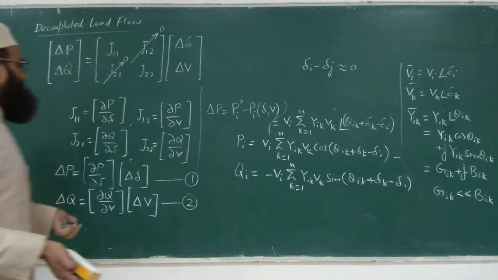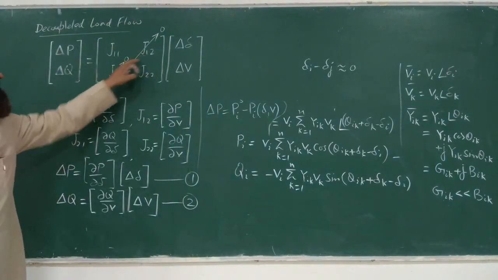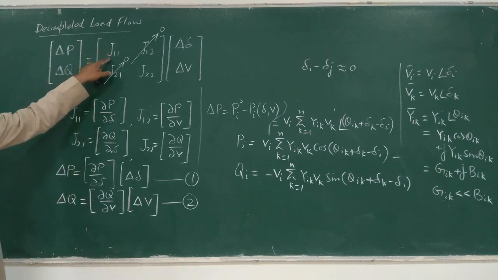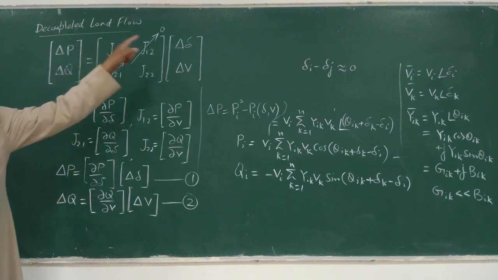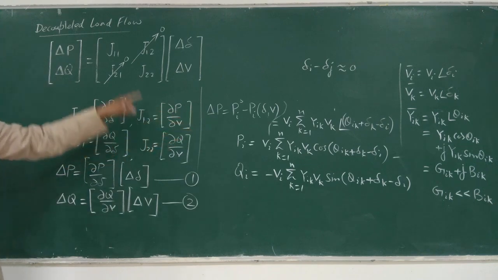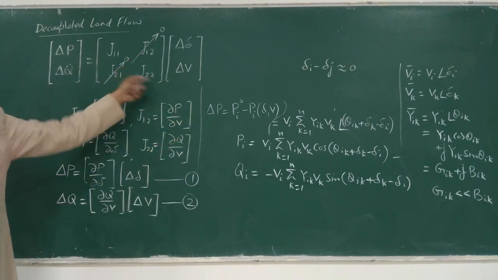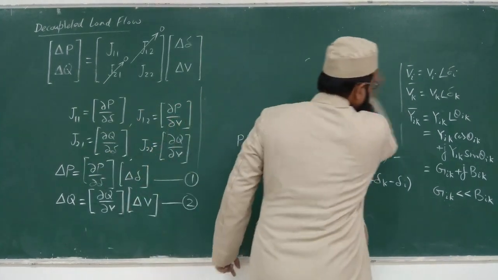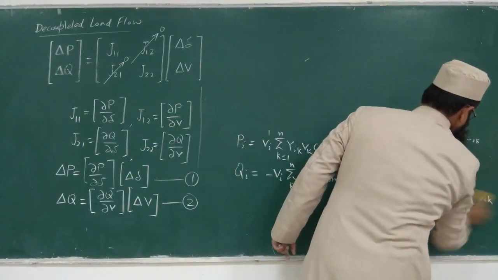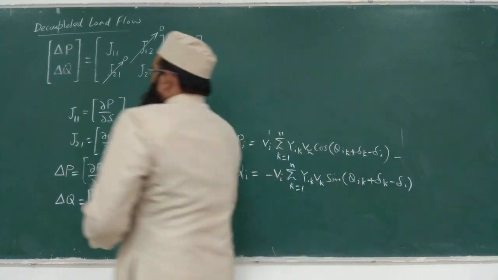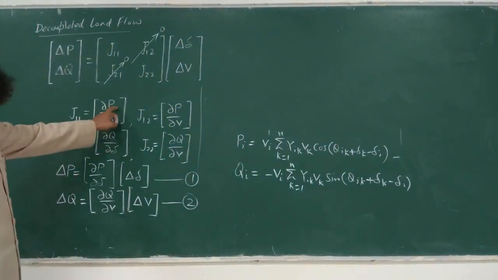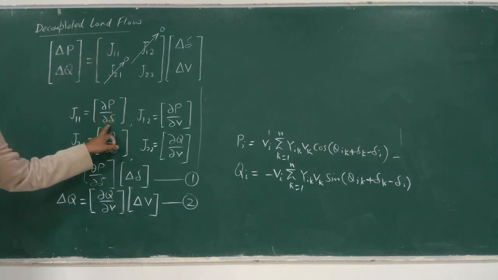So first write for 0 elements. Start for 0. And okay, first write, show that this is not 0 with these two assumptions, and this becomes 0 with these two assumptions, so on for this. So start with J11. So J11 is del P upon del delta.